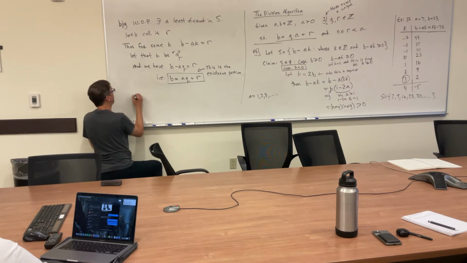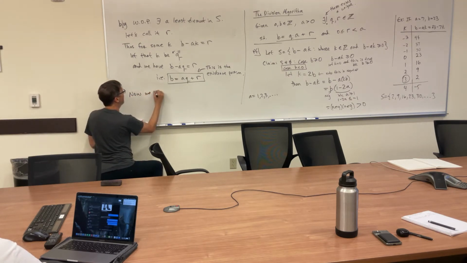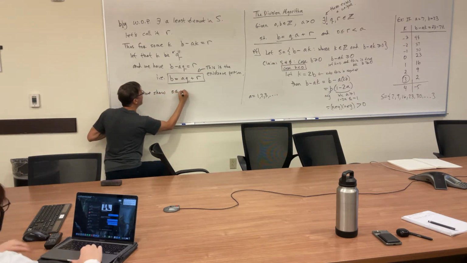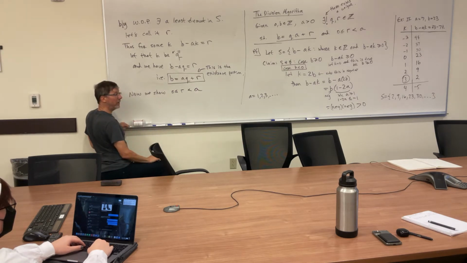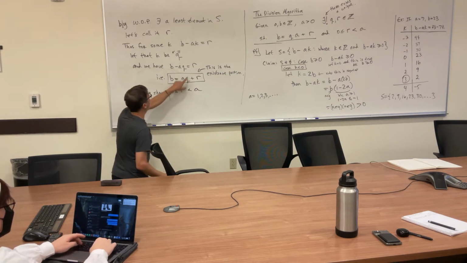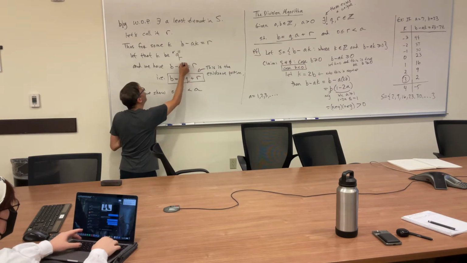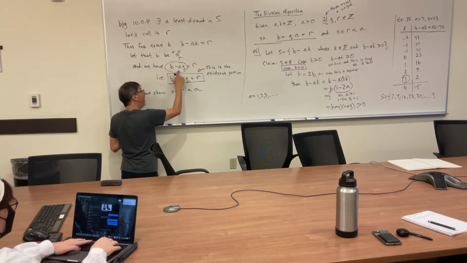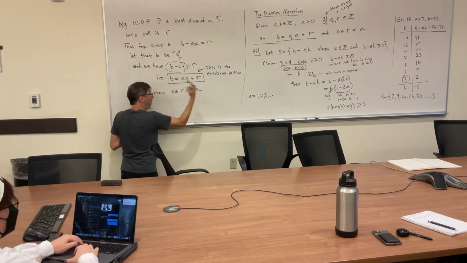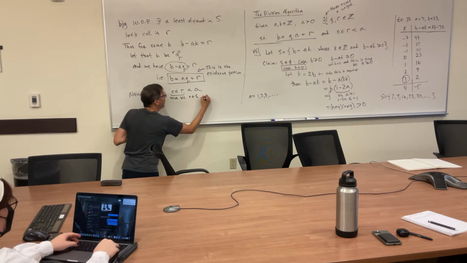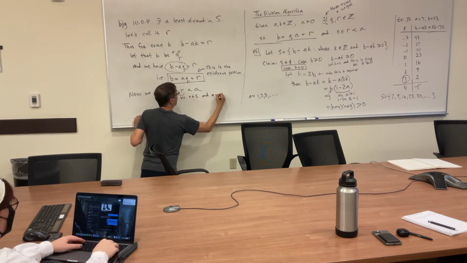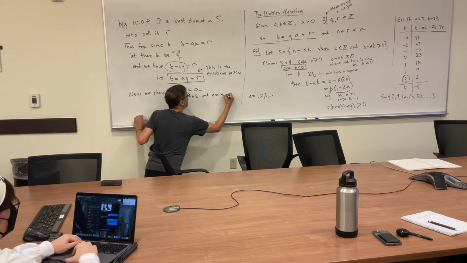So now we're going to show that R is less than A. We already know R is greater than or equal to 0 because it's equal to something in that set S. All the stuff in S is greater than or equal to 0. So here, let's make a little note. This is true because R is in S and everything in S is greater than or equal to 0.